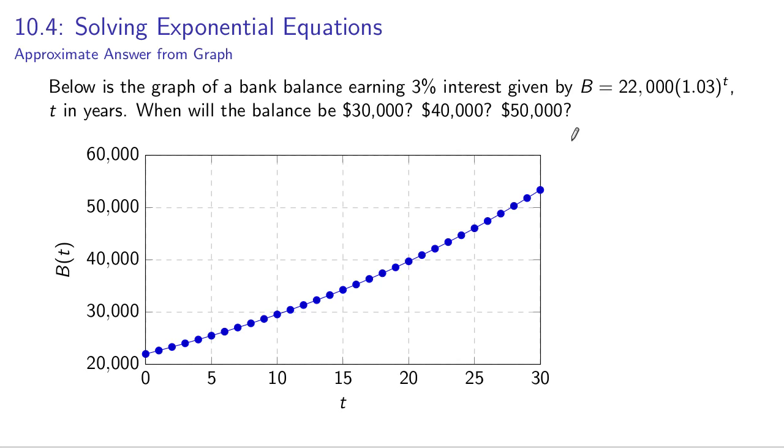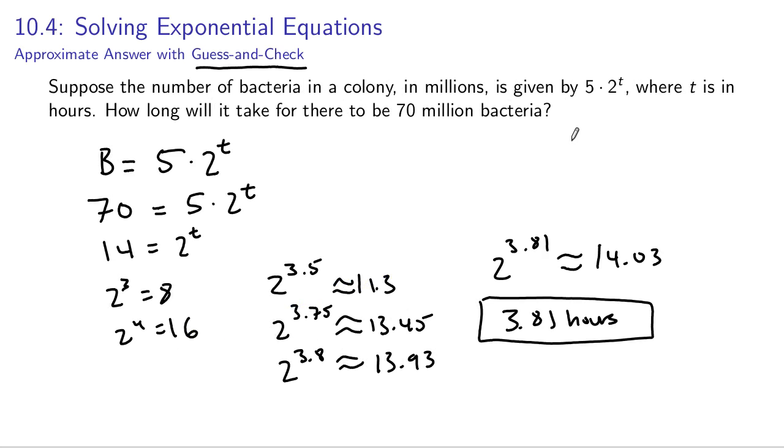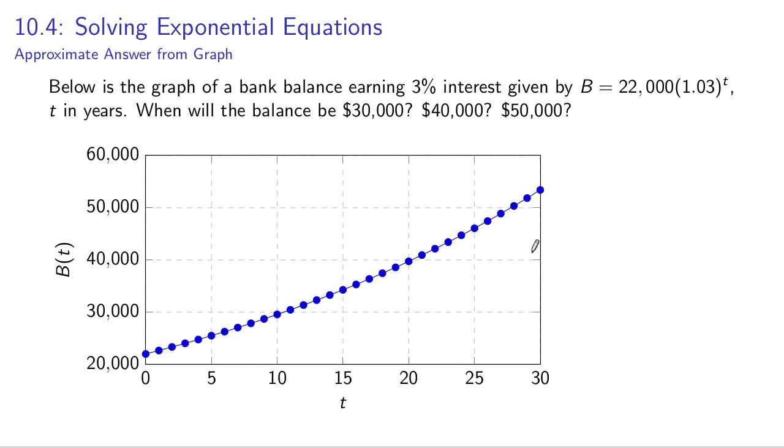If we have a tool or a way of creating a graph, which we could do by evaluating at different points like we did here, that's how we make a graph. So suppose we evaluated a bunch of points, these blue dots, and connect them with lines and make a graph. This is a graph of a bank balance earning 3% interest given by this formula. T is in years, and our bank balance, of course, is in dollars.